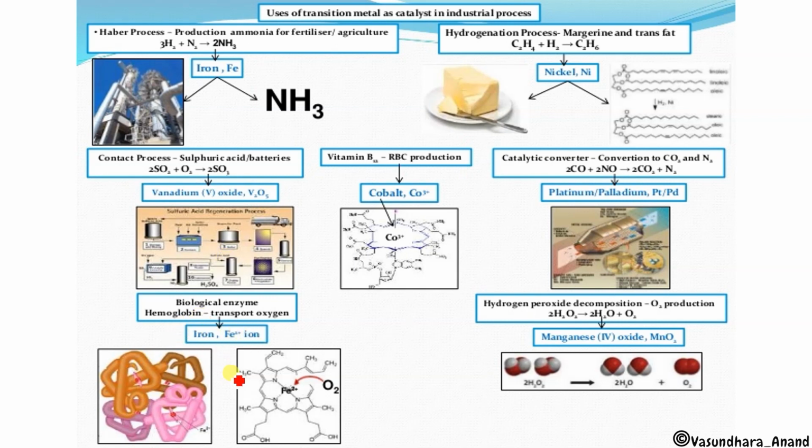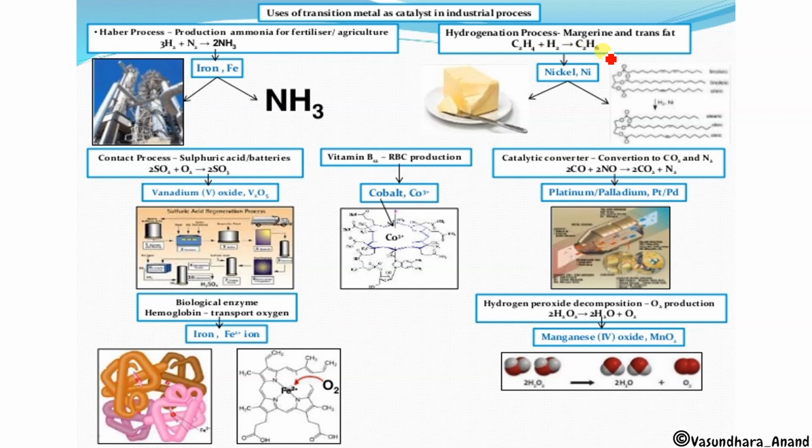Next, biological enzymes, where we use them. This is hemoglobin, and we know that hemoglobin is a coordination compound of iron, which is a transition element. Next, vitamin B12, which we have also done in coordination complexes. It helps in RBC production, and this is a complex of cobalt.